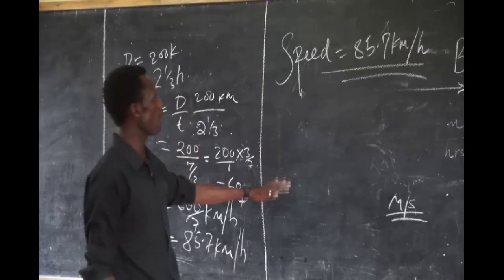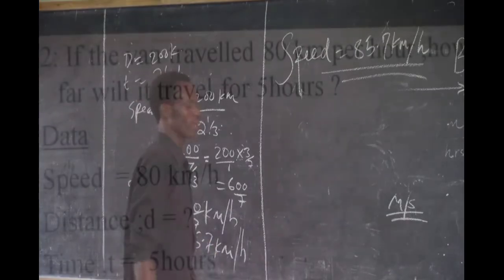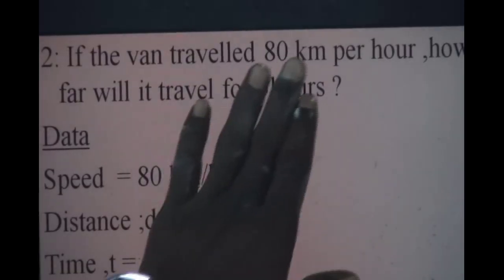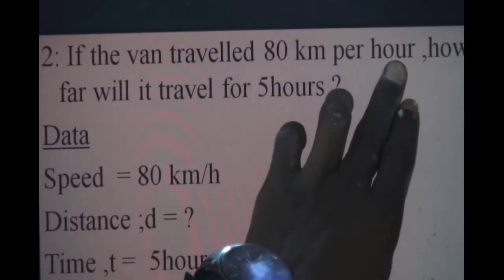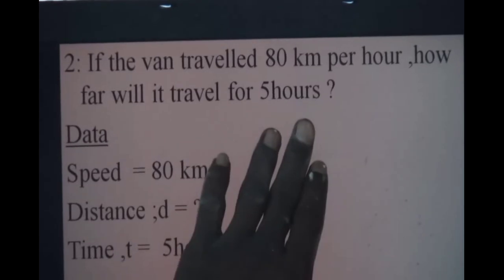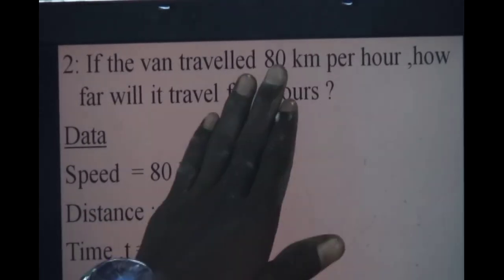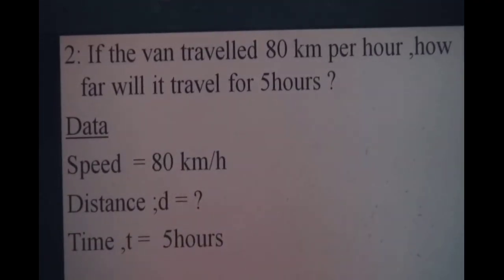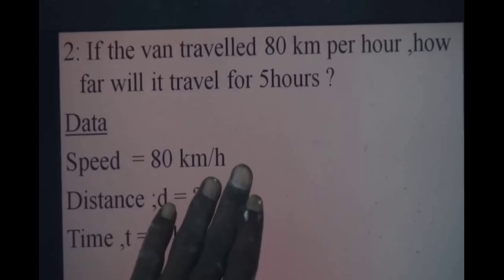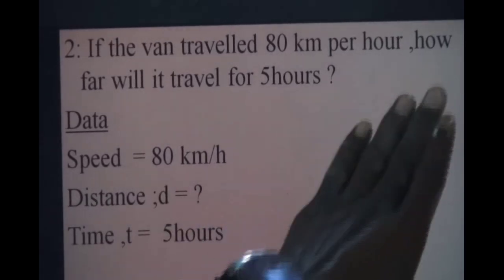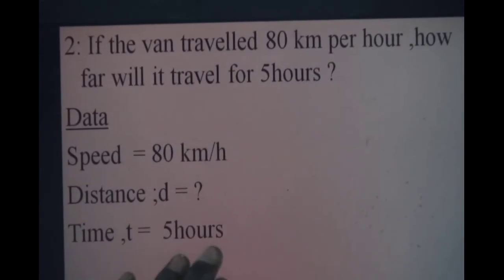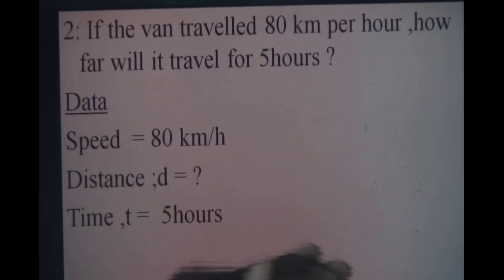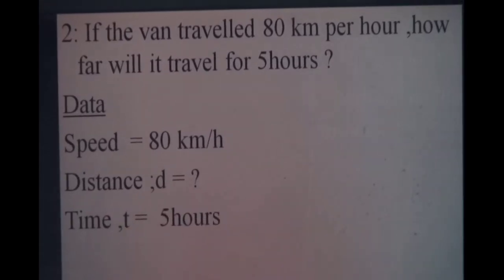Now let us see the second example, and that will be the last example in how to find this one. Now, the second example is that if the van traveled 80 kilometers per hour, how far will it travel for 5 hours? When you look at here, 80 kilometers per hour, that is the speed. And 5 hours, that is time. So we just have speed, which is 80 kilometers per hour, and we don't have distance. And that's what we've been asked to find out. And then time is equal to 5 hours. Now, the question is to find out the distance that has been covered. Now, let us see how to go about.